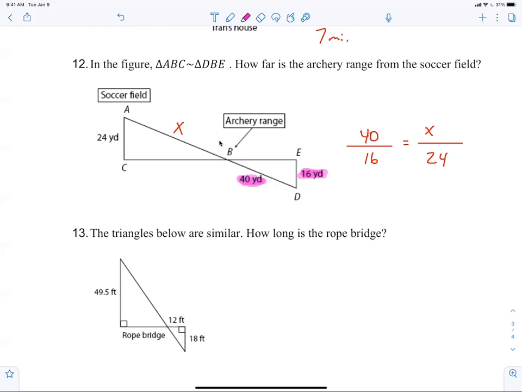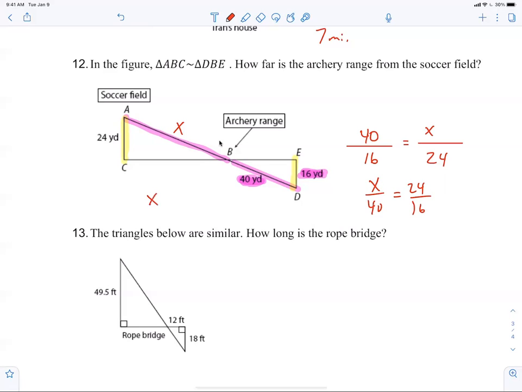Now, 40 is the diagonal. Do you agree? So that's why AB has to go with BD. And AC, because it's vertical, has to go with ED. So that's how he knew that 40 over 16 was equal to X over 24. Does anybody else have, is that okay? Yeah, I did X over 40. Someone else just said I did X over 40, and you are correct. All right, so cross multiply and divide.